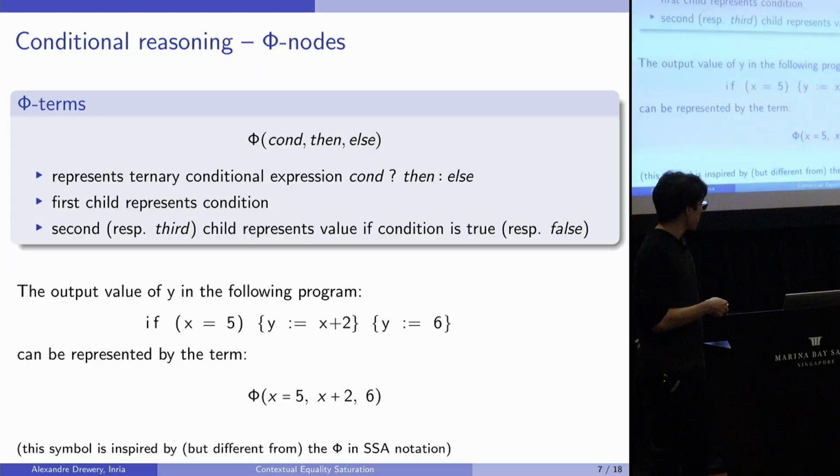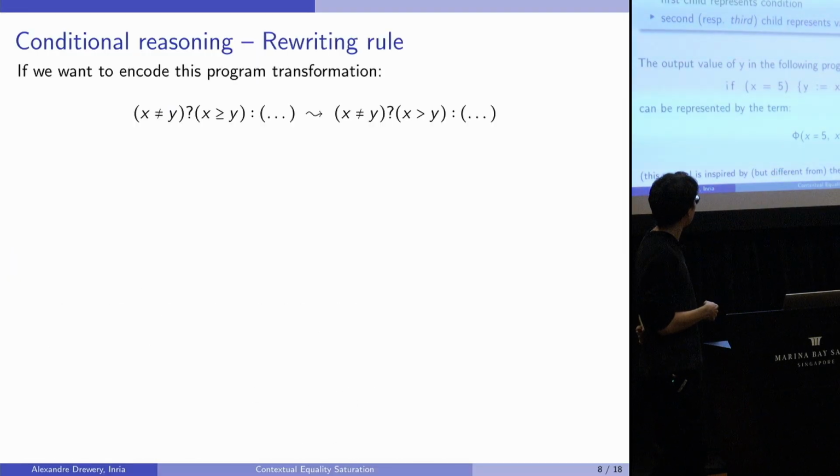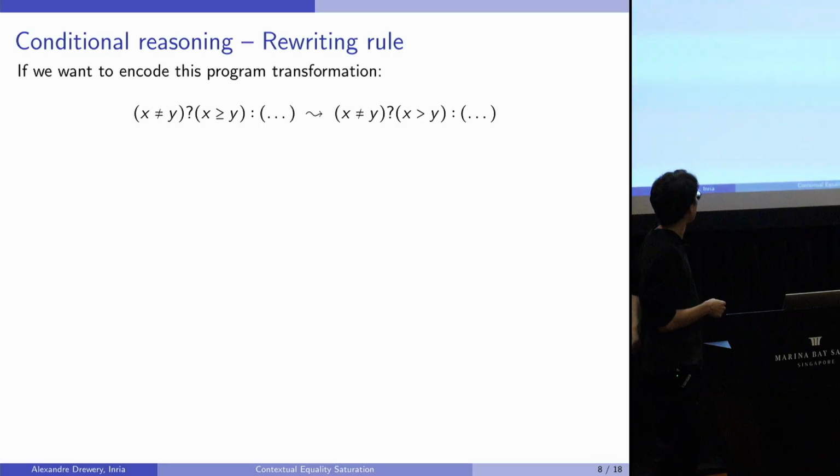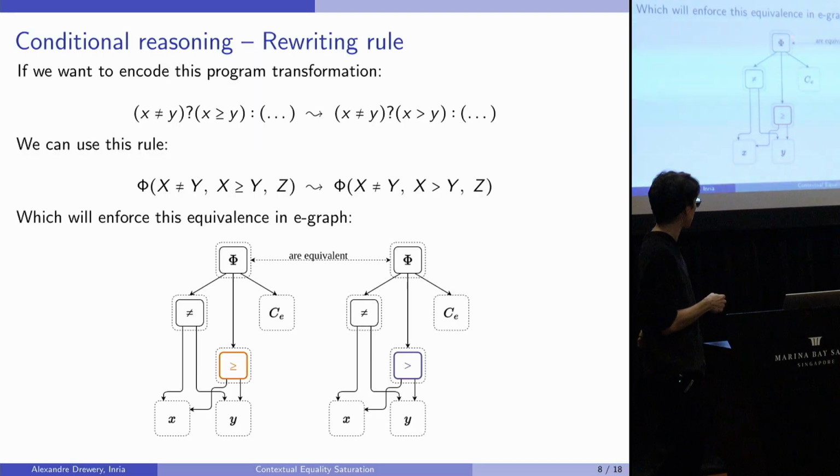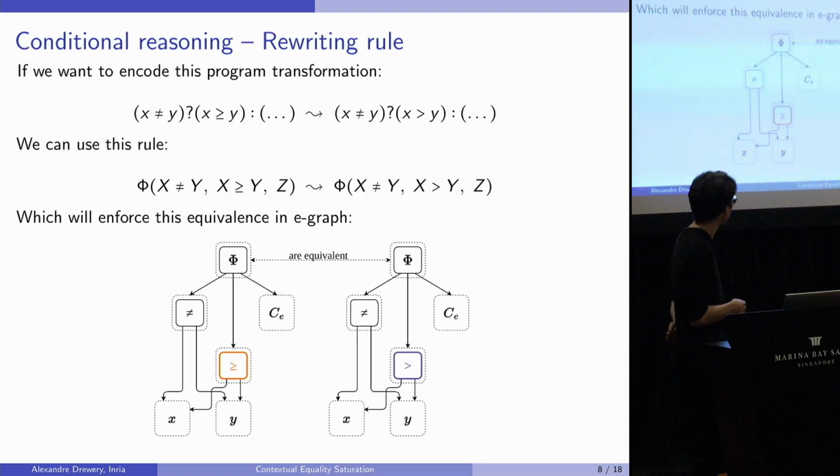So using these phi terms, I can design rewriting rules. So if I want to encode, as said before, this equivalence between a ternary conditional expression if x is different than y, x greater than or equal y, another point that doesn't interest me, and the same ternary structure with x greater than y, I can encode it using a rewriting rule using my phi symbol in here. And this rule can be applied to prove exactly that this term is equivalent to this one, the one I showed you earlier, which is good.